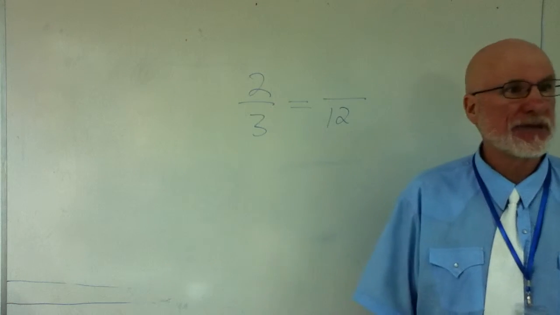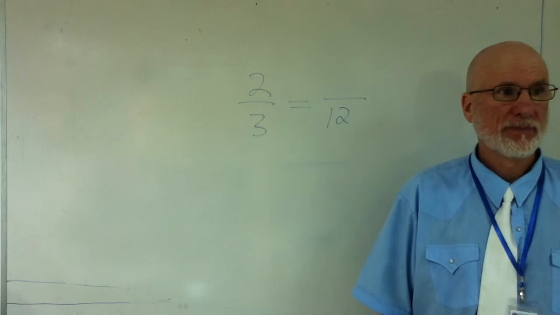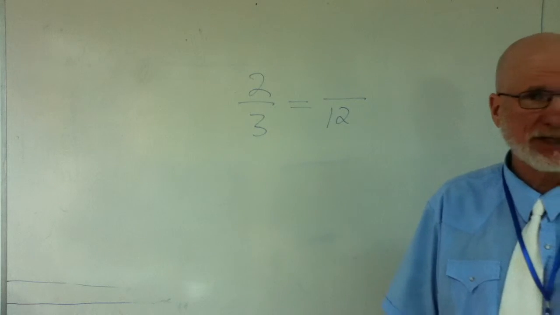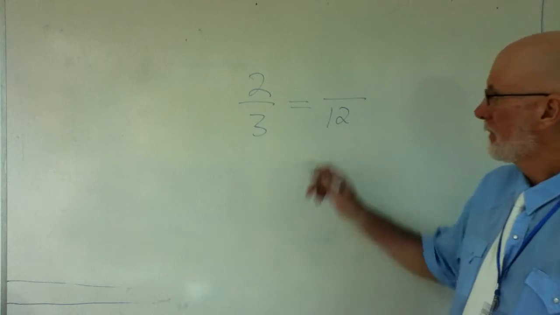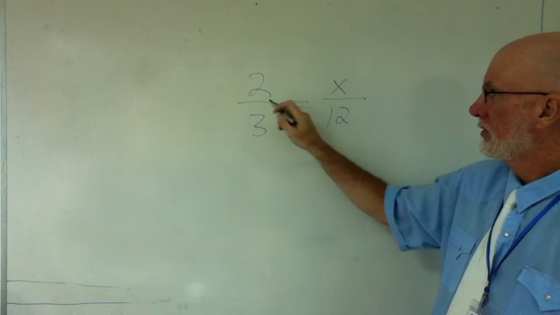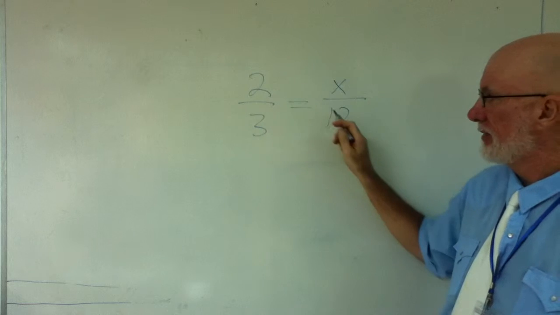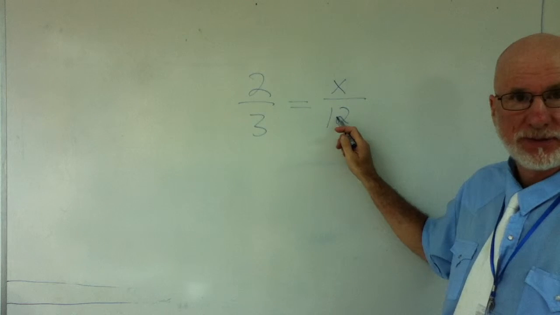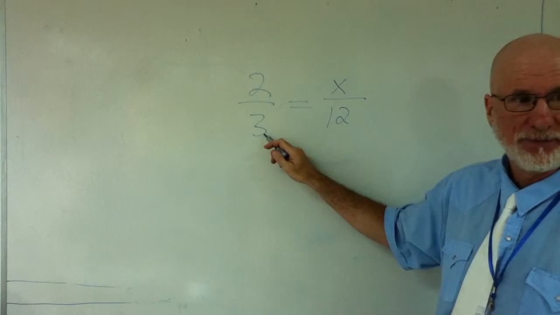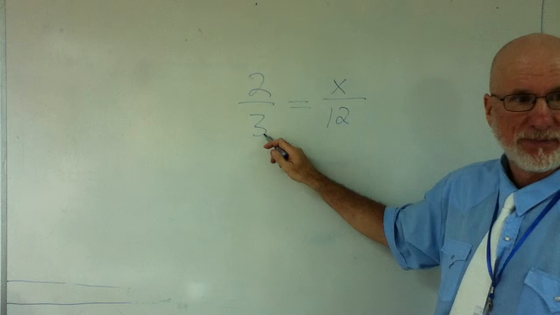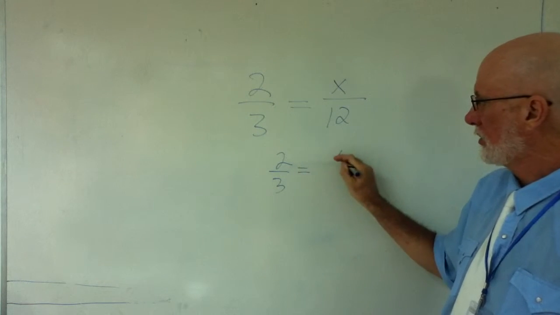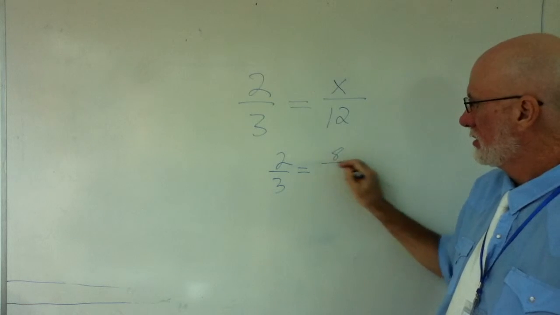Now, you can ask yourself... Divide, times 4. Right. You can either, have you done proportional relationships yet? Cross multiply and divide? Right? So you want to say 2 times 12 is 24, divided by 3? 8. So you say 2/3 equals 8 over 12.